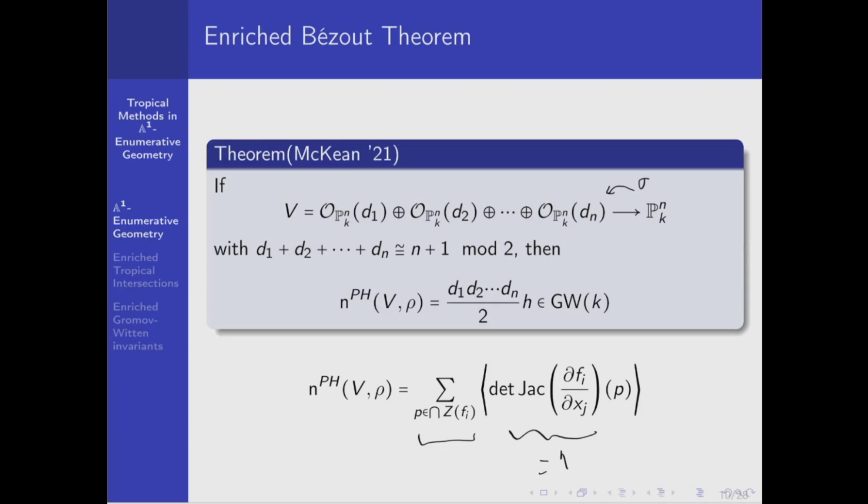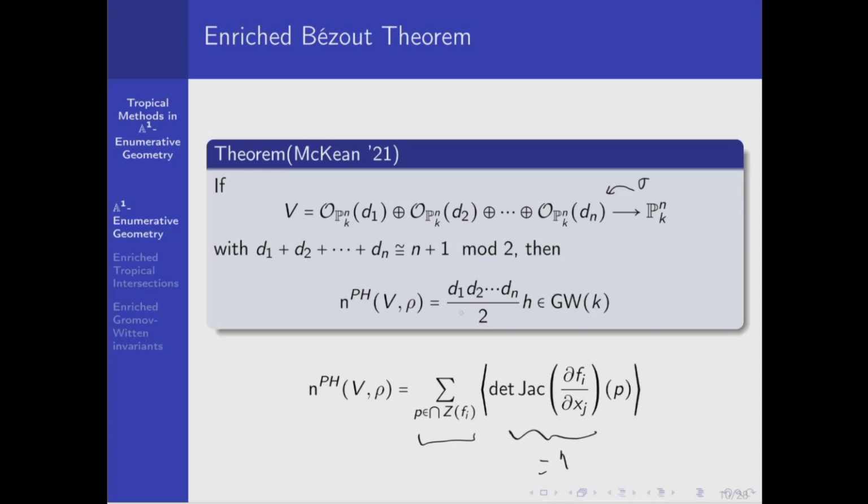Then here we have the determinant of the Jacobian, we put it in brackets, and what McLean claims is that if we sum this number over the intersection of the hypersurfaces, what we get is the product of the degrees divided by 2 times h. This numerical condition, that the sum of the degrees is congruent to n plus 1 mod 2, implies that at least one of the degrees has to be even. Then the product of the degrees is divisible by 2, and we get this equality.